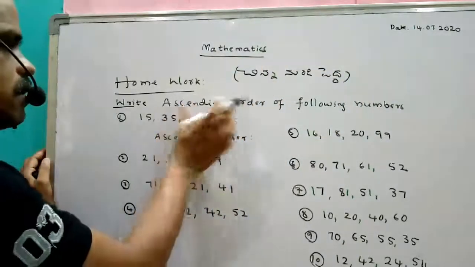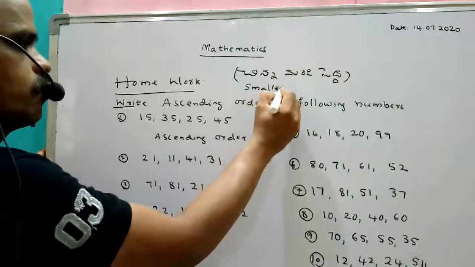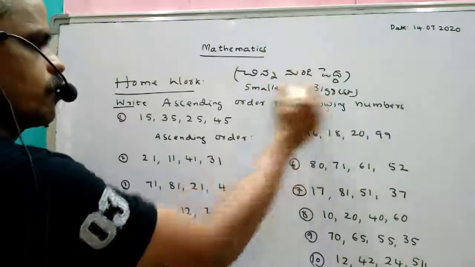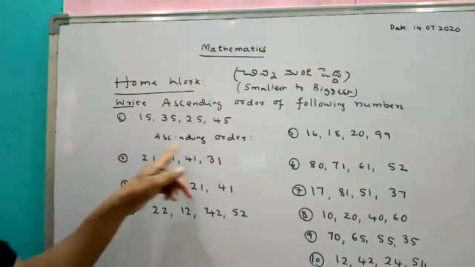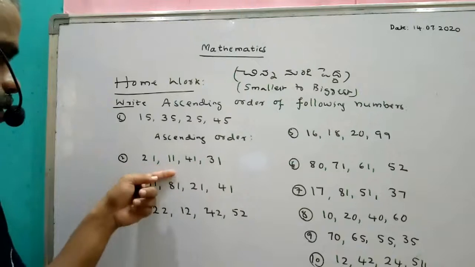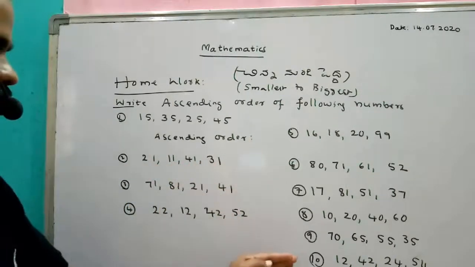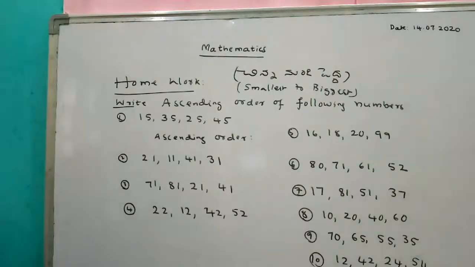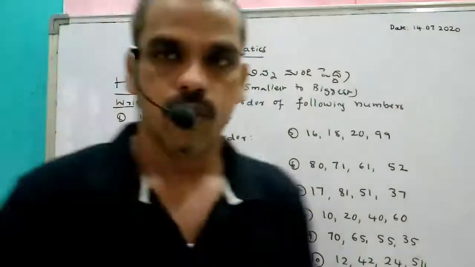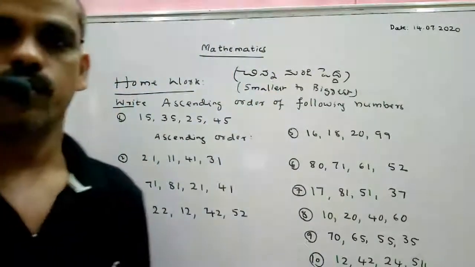In English it is ascending order, that is smallest to biggest. So write ascending order, then write the numbers. Write this question, write ascending order, 2 dots, then write. Like this, you do the homework up to 10 questions. After completing this homework, please send me photos in my WhatsApp group. Thank you.